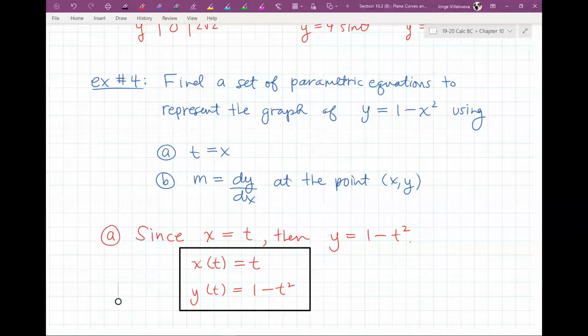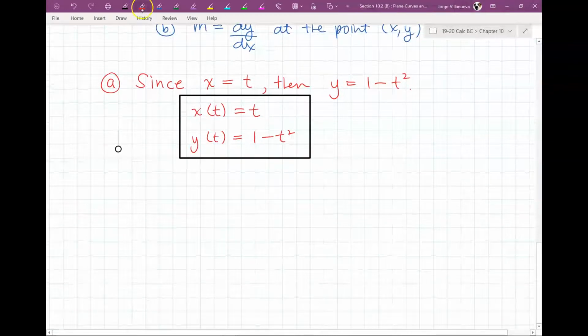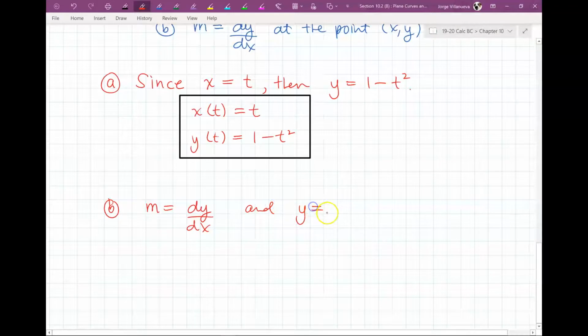But most of the time they want you to do something a little more thought-provoking. So that's what part B is. They say we're going to represent m as our parameter. So they're saying, how can you rewrite it using m as your derivative? We're given the following. We know that m is our derivative, and we know that y is equal to 1 minus x squared.